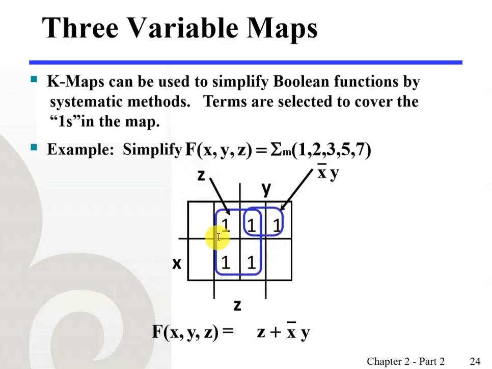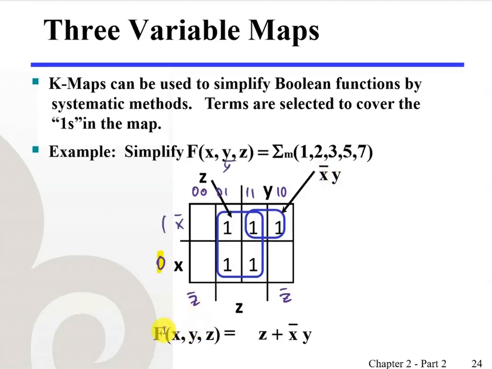We said that if we group 4 adjacent cells, it will result in 1 literal, a single variable. So this will be z. And if you group 2 adjacent cells, then we will obtain 2 literals, 2 variables. So how did we obtain the following function? By grouping. In order to visually eliminate some of the variables, we should look at the pattern of the variable that changed.